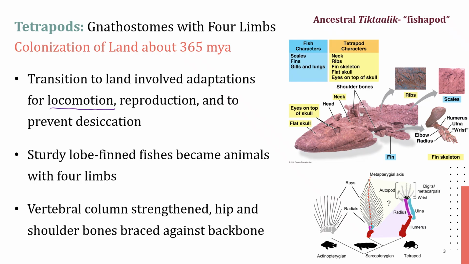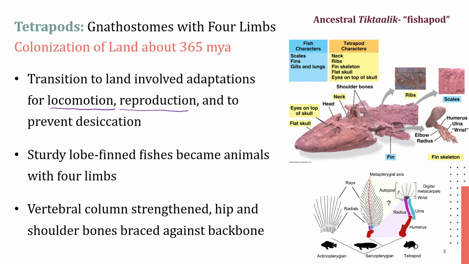They also had to adapt their reproduction to a dry environment. So prior to this, as we saw with the chondrichthyans and some of our other fish, reproduction is very much tied to the water, laying eggs in the water, fertilization in the water. So organisms on land also had to adapt internal fertilization in order to keep their gametes from drying out and their eggs from drying out. And they also needed some adaptations to prevent desiccation. So they needed things like a thicker skin, shells, etc.